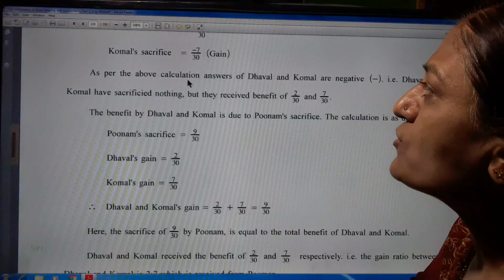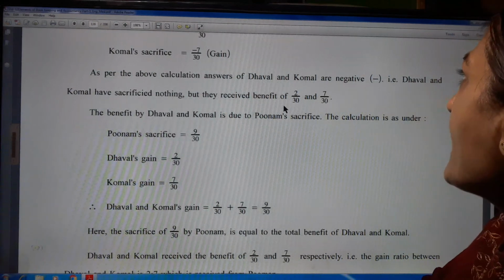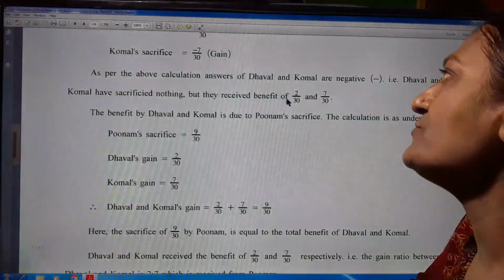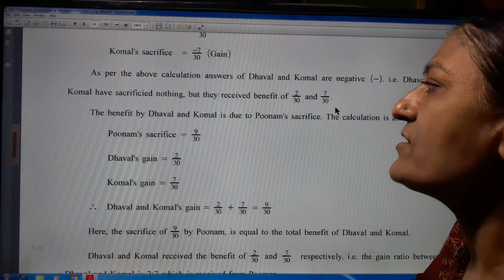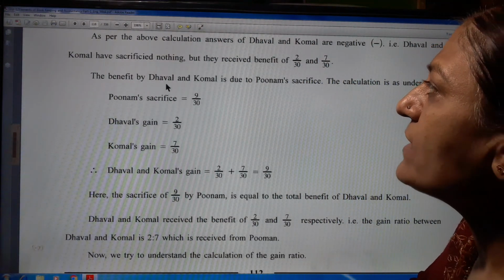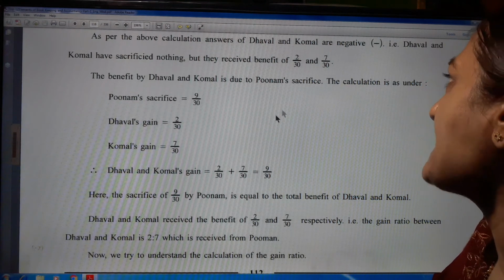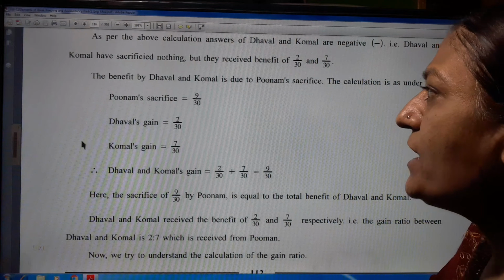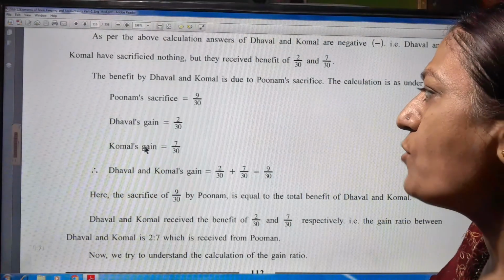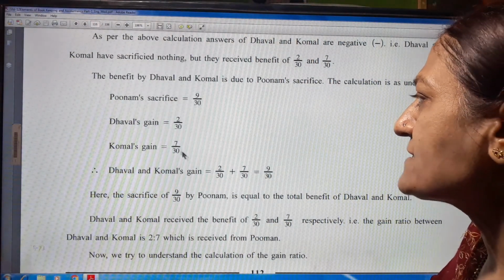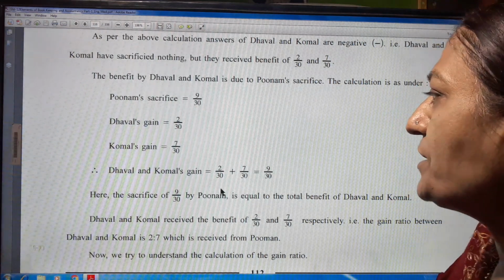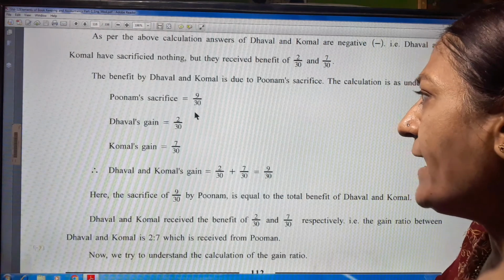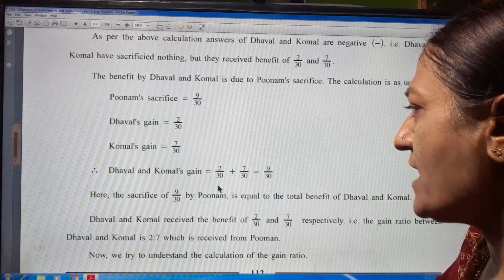As per the above calculation, the answers for Dhaval and Komal are negative. So Dhaval and Komal have sacrificed nothing, but they received the benefit of 2 by 30 and 7 by 30. The benefit to Dhaval and Komal is due to Poonam's sacrifice. The calculation is as under. Poonam's sacrifice is 9 upon 30. Dhaval's gain is 2 upon 30 and Komal's gain is 7 upon 30. 2 plus 7 is 9 upon 30. This sacrifice is given by Poonam and Dhaval and Komal received the gain.